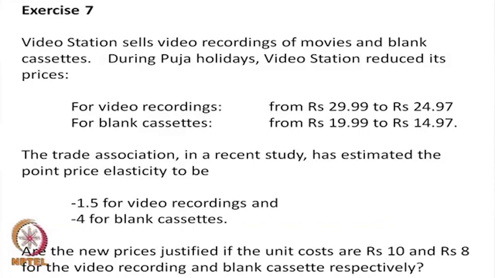14.97. The trade association in a recent study has estimated the point price elasticity to be as follows. For video recording, it has found a value of minus 1.5, and for blank cassettes, a value of minus 4. Now, in the light of this trade association's estimated values of the point elasticities, are the new prices justified, meaning these prices that Video Station is now charging, if the unit costs of preparing a video recording and a blank cassette are rupees 10 and rupees 8 respectively? This is the question. Is it justified?